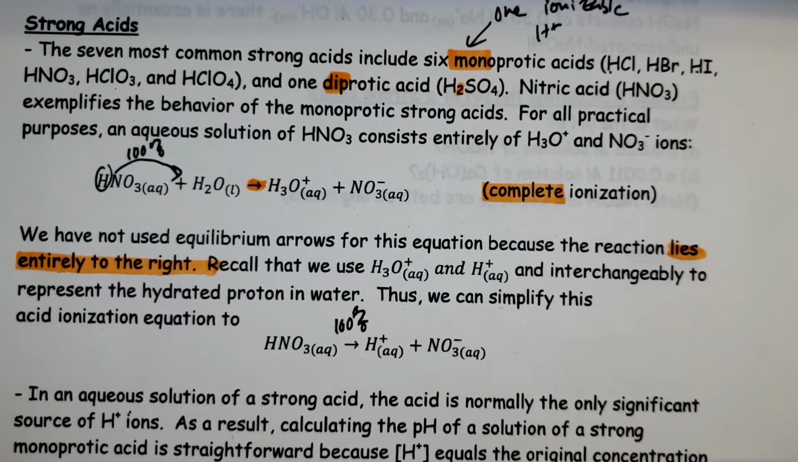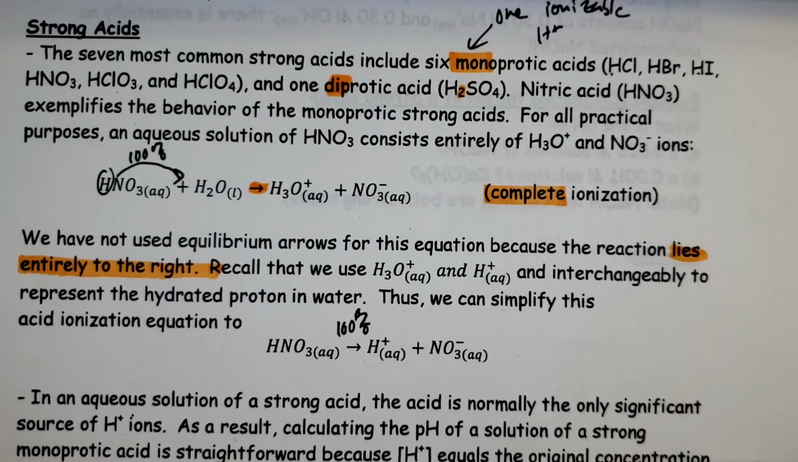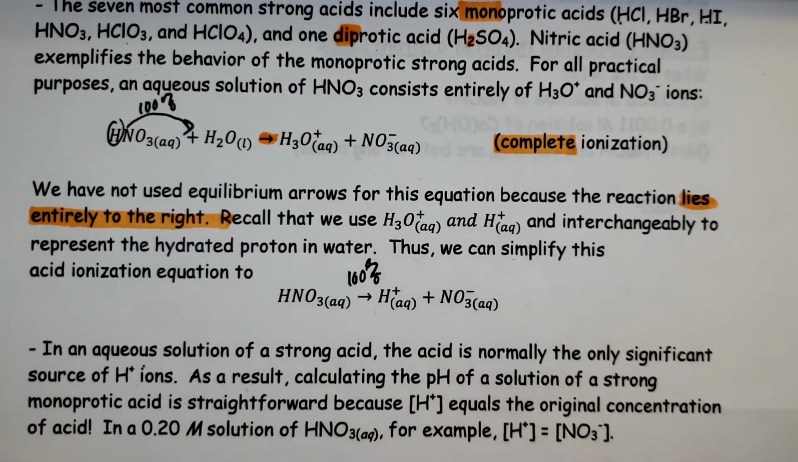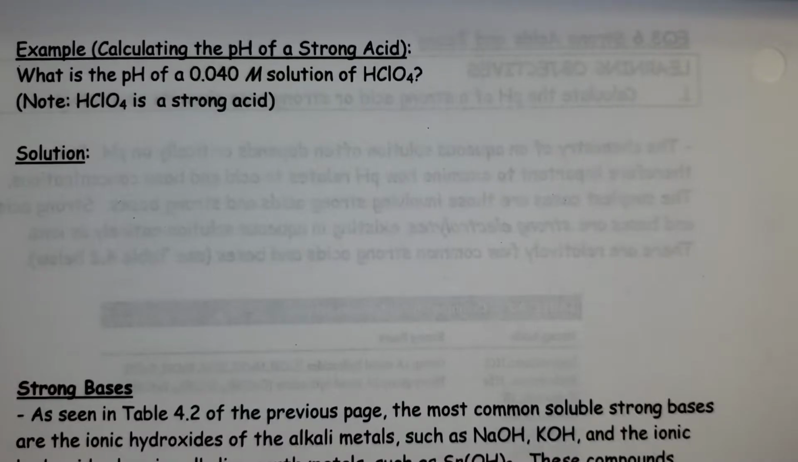In an aqueous solution of a strong acid, the acid is normally the only significant source of H plus ions. As a result, calculating the pH is very easy because H plus equals the original concentration of the acid. Now that is true if it's a monoprotic acid.